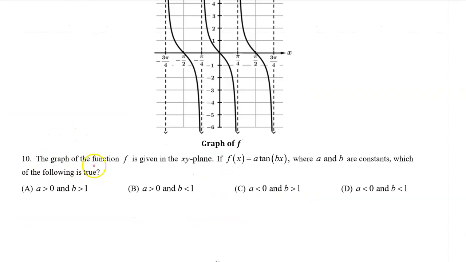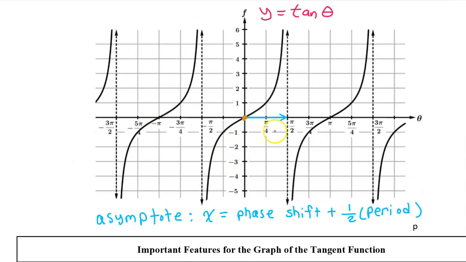Number 10. The graph of the function f is given in the xy plane. If f of x is equal to a times the tangent of bx, where a and b are constants, which of the following is true? This is the graph of the parent function y equals tangent theta. I want you to notice and memorize that the parent function is always increasing from left to right.